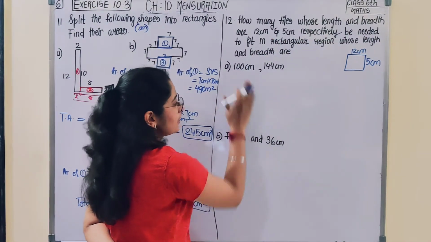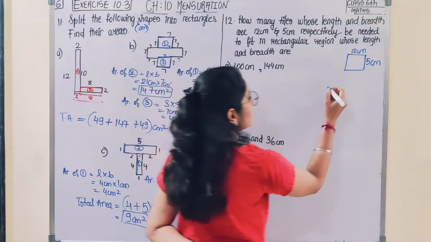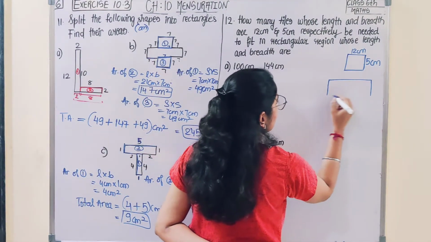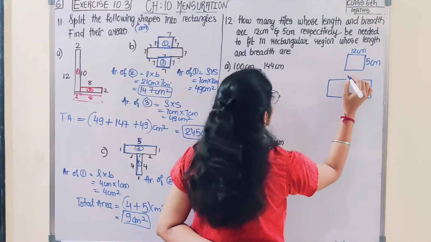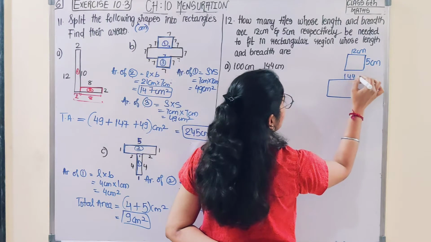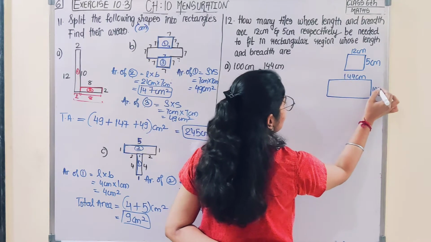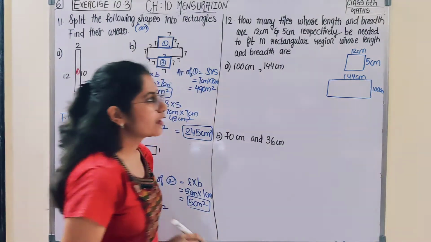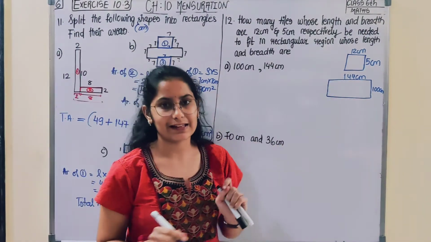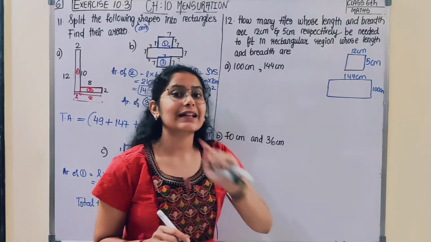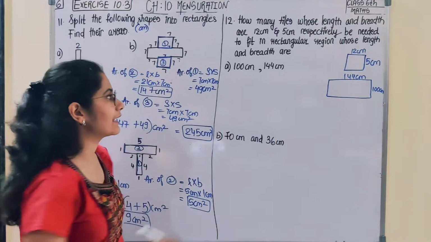So this is the rectangular, two rectangular regions are given. First rectangular region is having length as 144 centimeter and breadth as 100 centimeter. So how many tiles are required like this? Okay, so we have already discussed this kind of questions in solved examples, right?